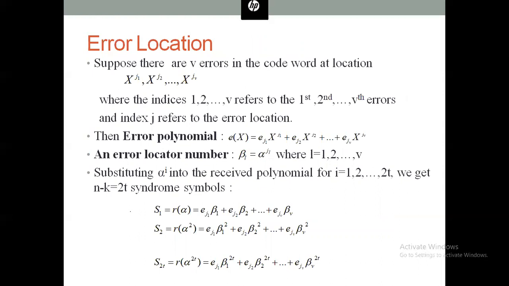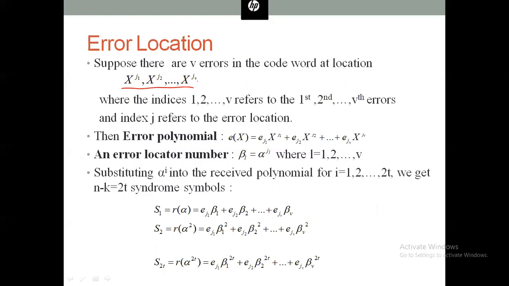Now, for error location, we assume that there are V errors, and these V errors are located at J1 location, J2 location, and JV location. So these V errors occur at the J locations, and we have to calculate the location of these vectors.